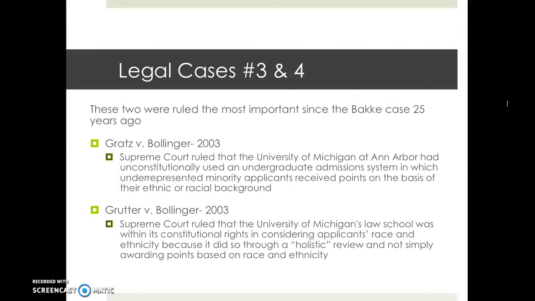So these next two cases that I'm going to talk about, I put together because they were ruled the most important since the Bakke case 25 years ago. The first one is Gratz versus Bollinger. This happened at the University of Michigan, which received a high volume of applicants each year to its College of Literature, Science, and the Arts, and in order to help with admissions decisions, the university implemented a point system.